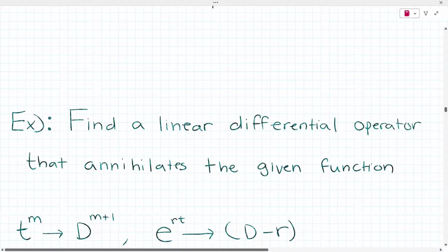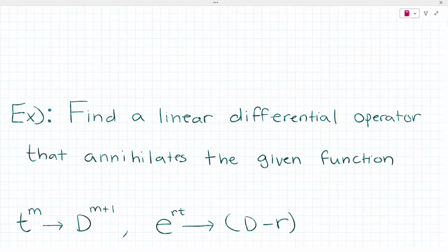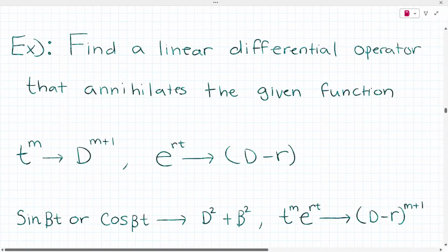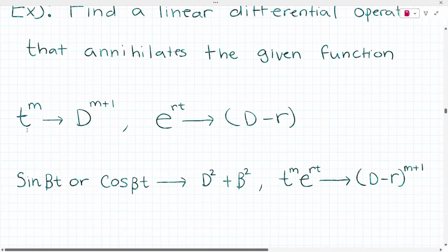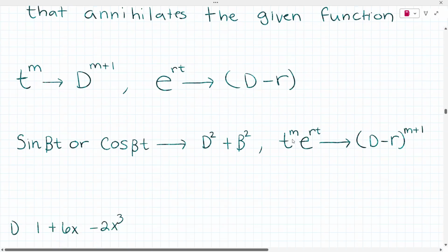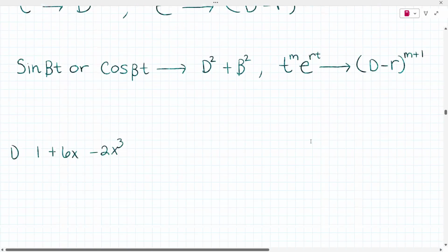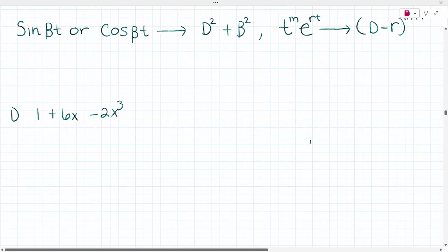Let's do an example to make this all clear. The example says: find a linear differential operator that annihilates the given function. This is just a little bit of review. If you have a power, it's going to be D to the n plus 1. If you have an exponential, it's going to be D minus r. If it's a sine or a cosine, it's going to be this. So let's look at the first one: 1 plus 6x minus 2x cubed.